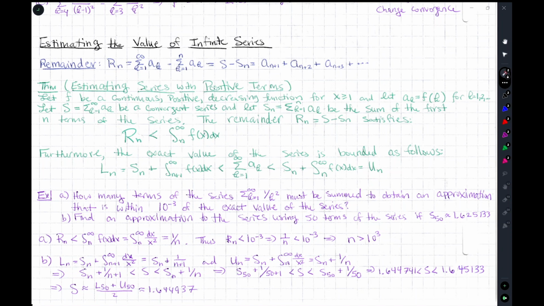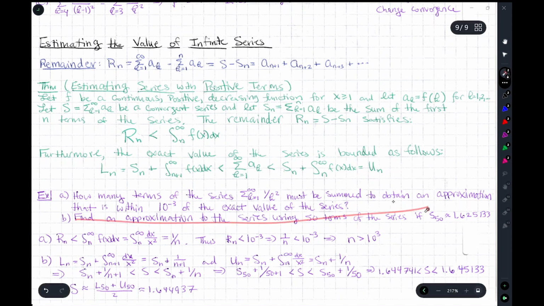Notice we don't need to know the exact value of the series. We already have a bound on the remainder, and so there's no need to know the exact series. So we could just sum the 1,000 terms and say, well, we're within 10 to the minus 3. So you'll sum the first 1,000 terms, or the 1,001 terms, and you'll write plus or minus 10 to the minus 3.